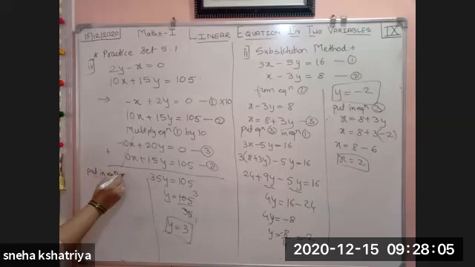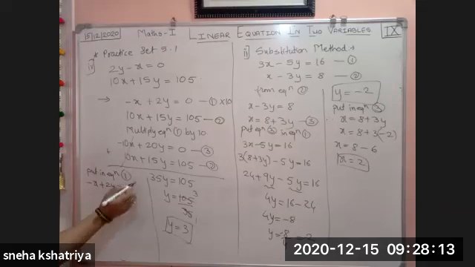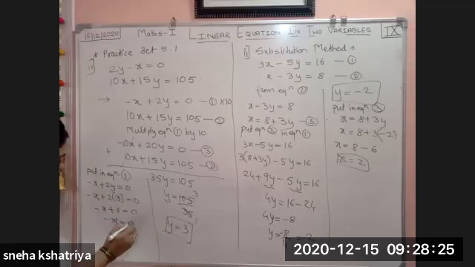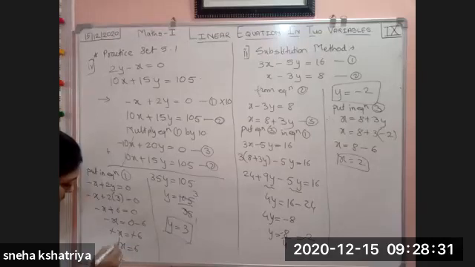Put in equation 1. Okay. So what is equation 1? Minus x plus 2y is equal to 0. So you get minus x plus 2 into 3, which is equal to 0. Minus x plus 6 is equal to 0. Plus 6 shifted to the right side will become minus 6. 0 minus 6. Minus x is equal to minus 6. Minus minus sign cancel, x is equal to only 6.